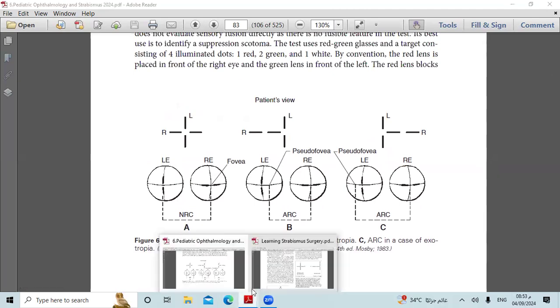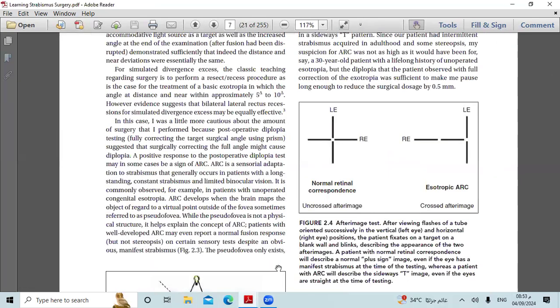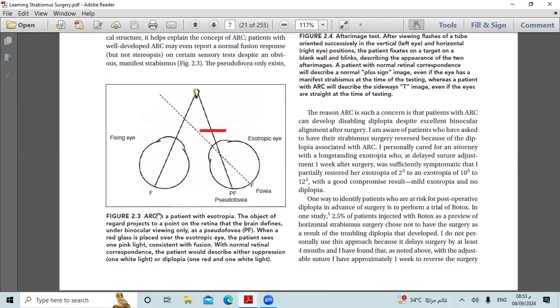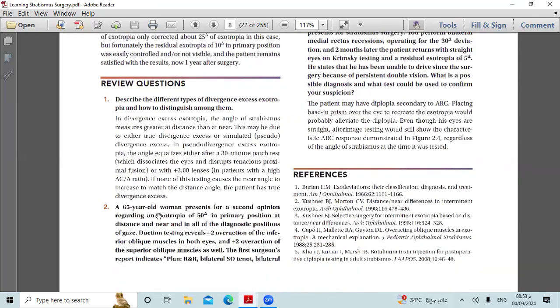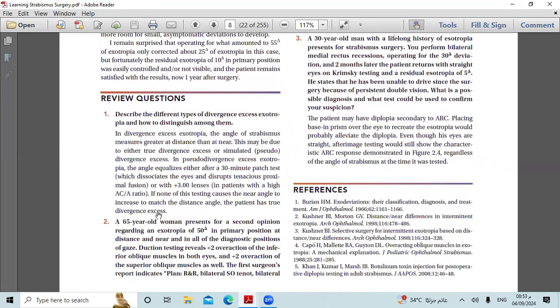Okay, let us finish the questions, and then we will see if there is any question or any other discussion. Yes, Dr. Aima, please continue the review questions.